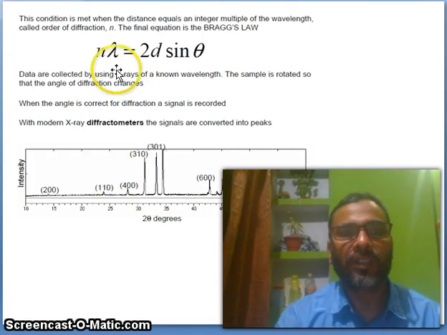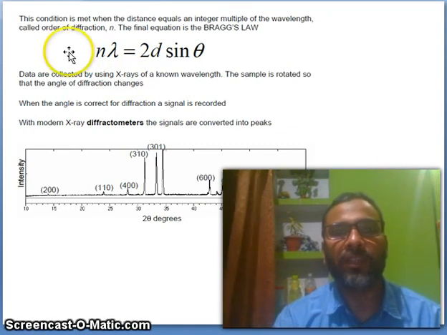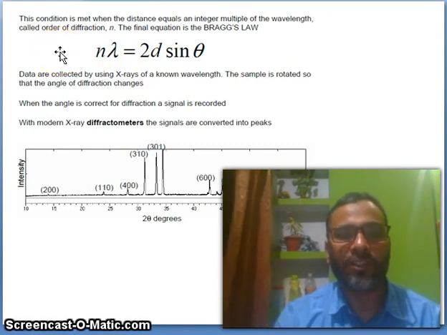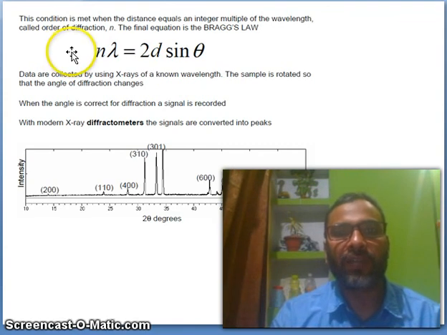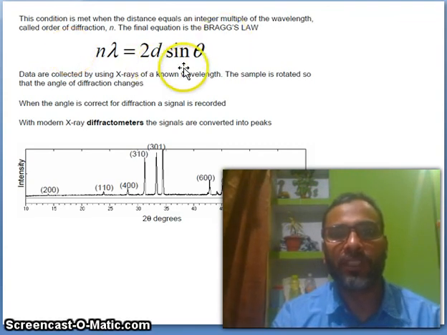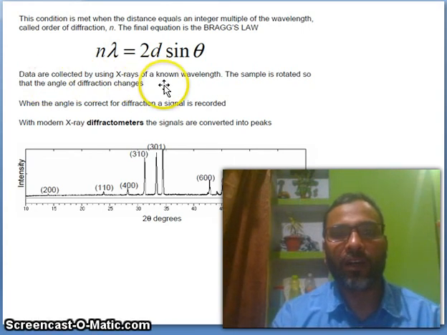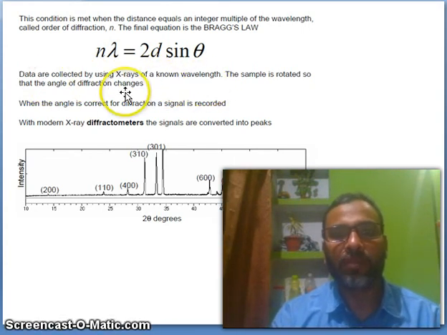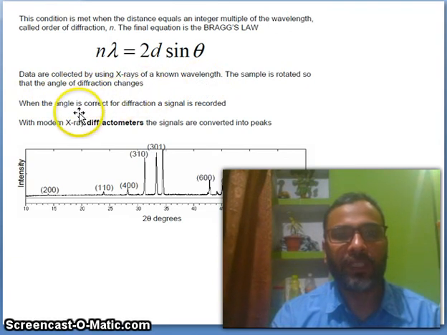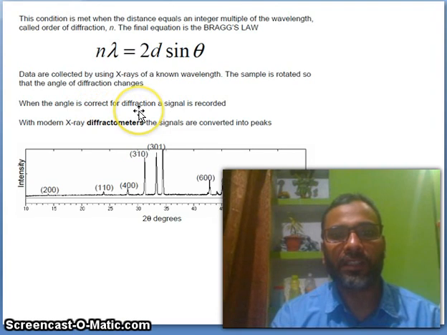So this condition is met when the distance equals an integer multiple of the wavelength, called the order of diffraction n. The final equation is Bragg's law, n lambda is equal to 2d sin theta. Data are collected by using X-rays of known wavelength. The sample is rotated as the angle of diffraction changes. When the angle is correct for diffraction, a signal is recorded.